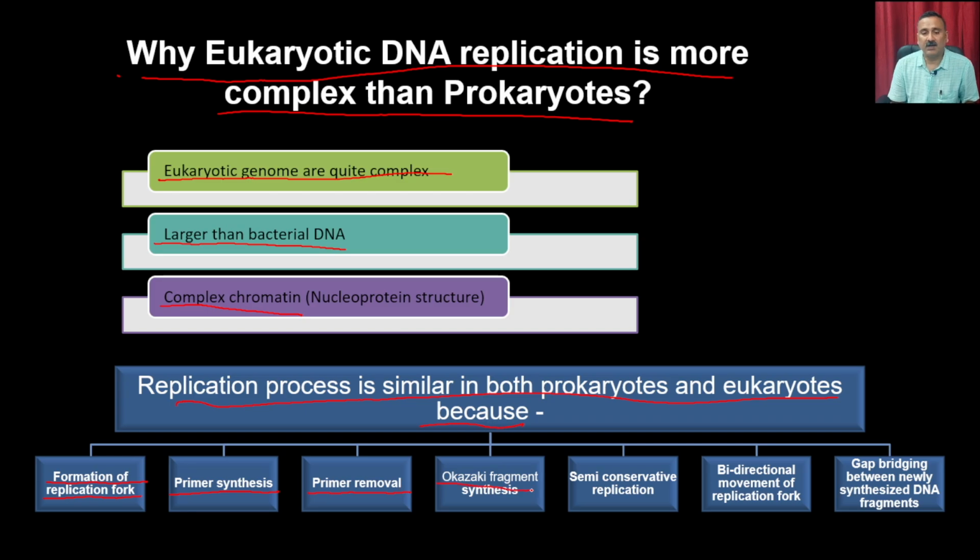Then you are also going to have the Okazaki fragments, whether it is the prokaryotic system or the eukaryotic system. The replication mode is going to be semi conservative, whether it is a eukaryotic or the prokaryotic system, and the movement of the replication fork would be bidirectional in both. Gap bridging between the newly synthesized DNA fragments is also required, with the help of the DNA pol 1 and the DNA ligase. So, apart from these similarities, there are significant differences in terms of the machinery and other requirements.